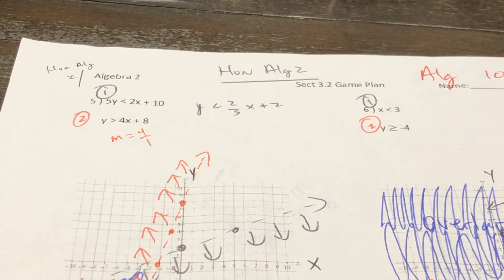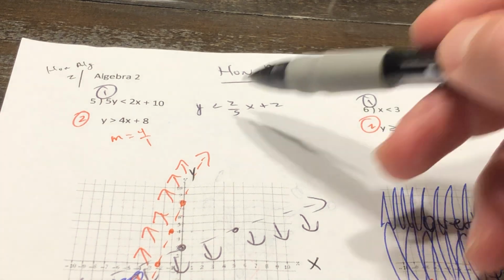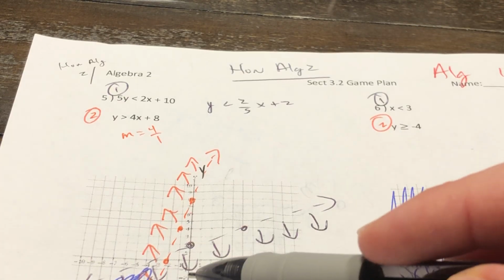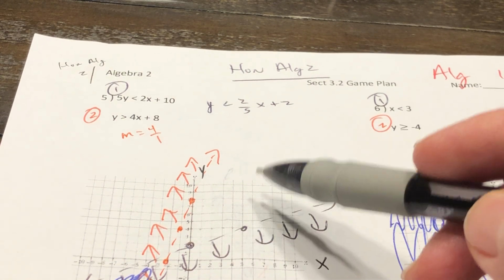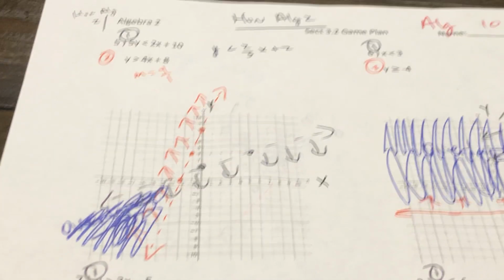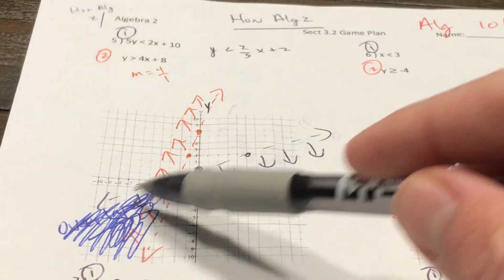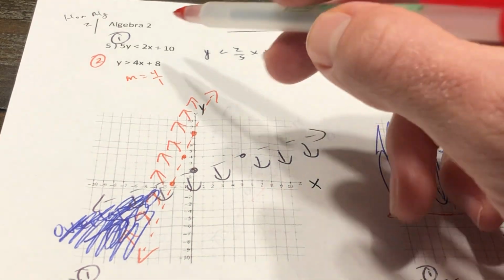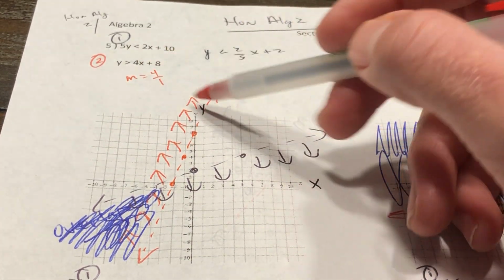Here's number 5. Divide everything in the first one by 5, so y is now less than 2/5 x plus 2. Y-intercept of 2, up 2 over 5, and you're going to shade below on that first one, the less than. Next inequality, y greater than 4x plus 8.